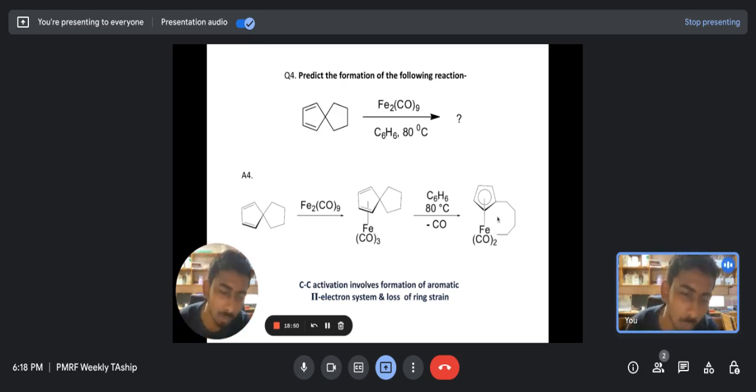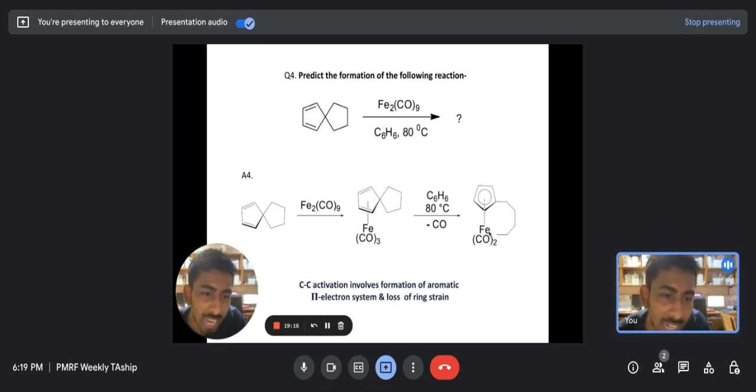Now you see how many atoms are there in the ring. 1, 2, 3, 4, 5, 6. Now there are actually 6 atoms. So ring expansion here takes place. That's why, with the help of C-C activation, we are going from a 5-membered to a 6-membered ring. So the release of the ring strain is playing an important role in this C-C activation.